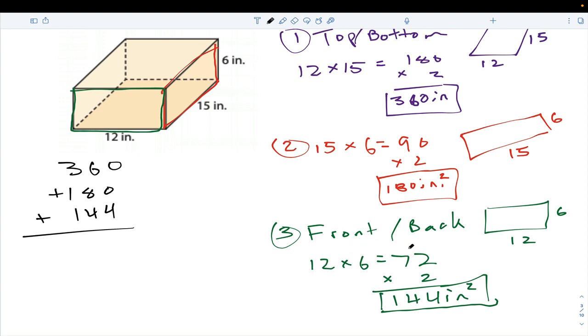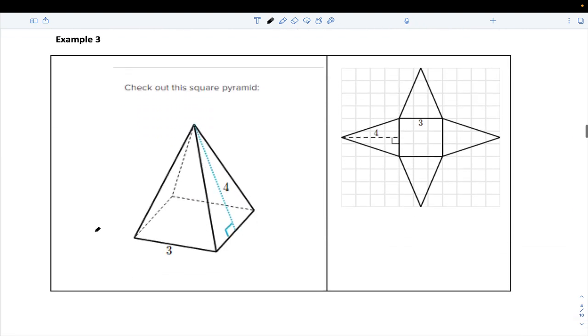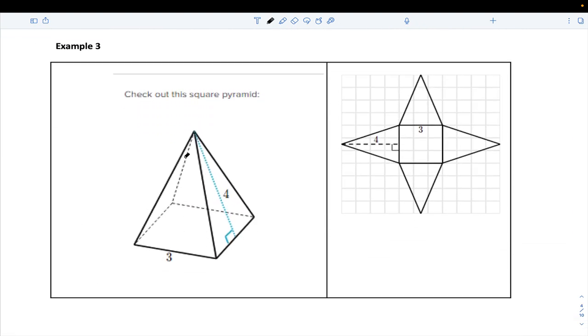What's the final answer? Cooper, what'd you get? 684 inches squared. Thanks for adding the units. You have one problem, maybe, maybe not. Example 3 is slightly different. Take 20 seconds. What is different about it?